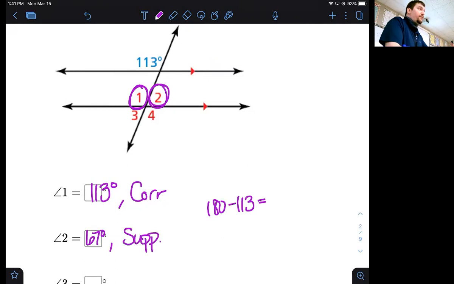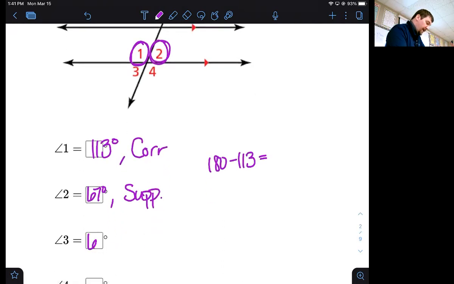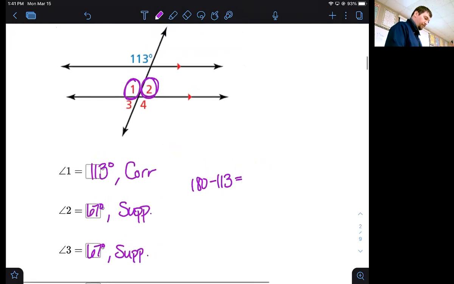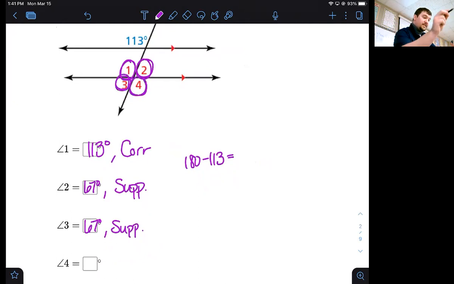So we might as well fill out number 3 while we're at it because it's the same angle and it's also supplementary. It's vertical from angle 2, which is why angle 2 and angle 3 are the same. But its relationship to the given angle is that it is supplementary to the given angle. And then number 4. So we got these 3 done. Number 4, what is it, Ashton?